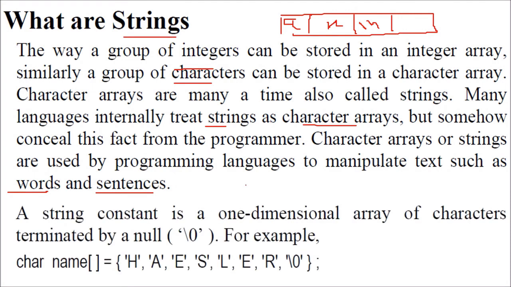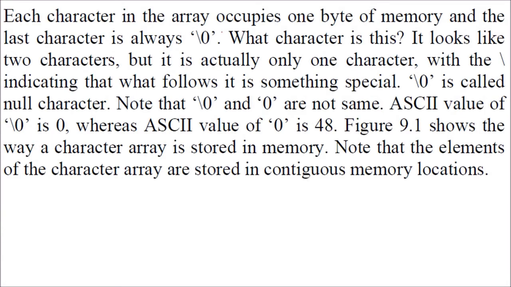A string constant is nothing but a one-dimensional array of characters which is terminated by \0. In C, the string or character array is always terminated by a \0. So if I have a character array, the end has to be \0 if you want to make it a string. So \0 is very important.